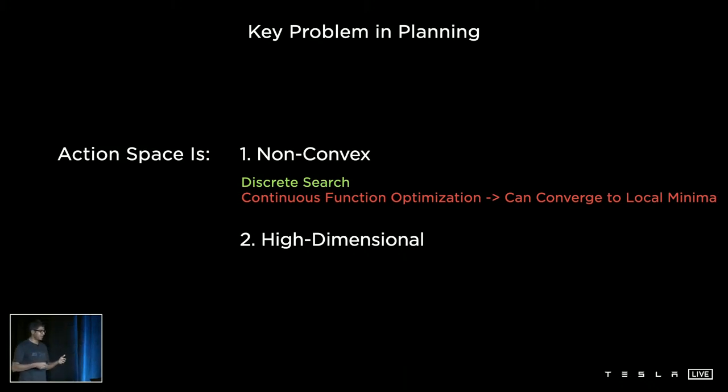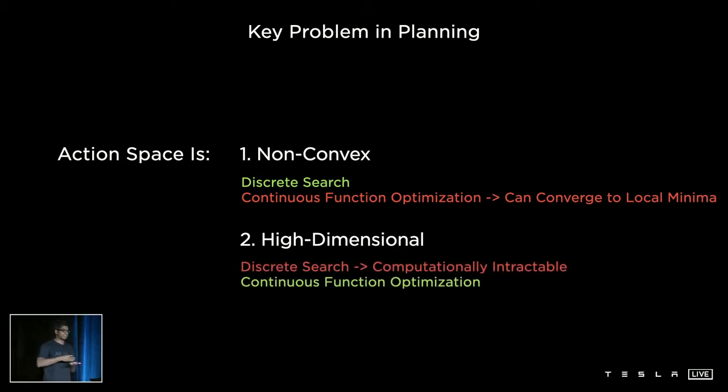And secondly, the high dimensionality comes because the car needs to plan for the next 10 to 15 seconds. It needs to produce the position, velocities, and acceleration over this entire window. This is a lot of parameters to produce at runtime. Discrete search methods are really great at solving non-convex problems because they are discrete, they don't get stuck in local minima, whereas continuous function optimization can easily get stuck in local minima and produce poor solutions that are not great.